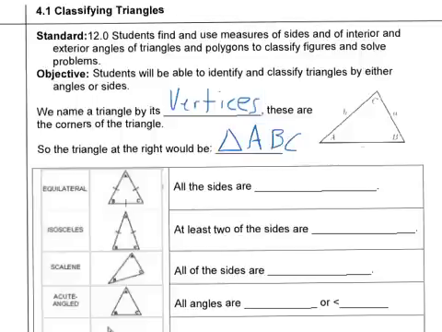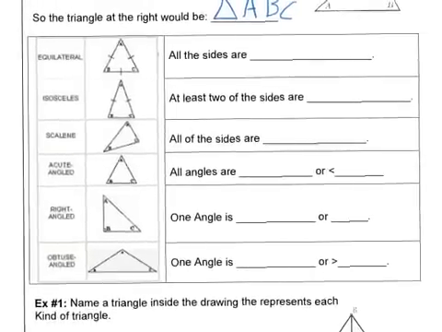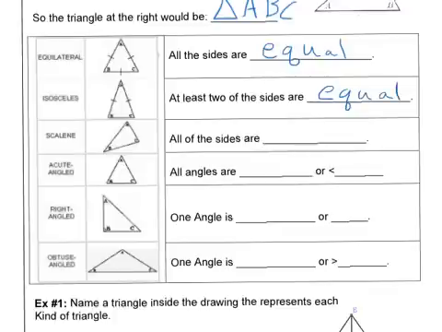Alright, so let's go through a couple definitions here. I'm not going to spend a ton of time on these, because these are things you've probably heard before. An equilateral triangle is when all the sides are equal, and we'll find out later that means all the angles are equal too. Isosceles, at least two of the sides are equal. And scalene, all the sides are unequal, so they're all different.